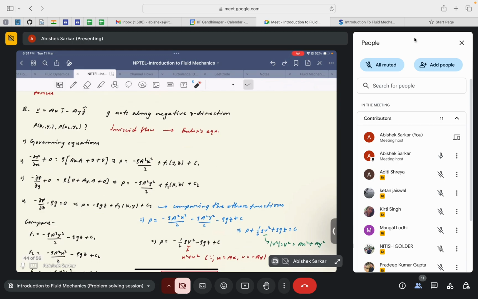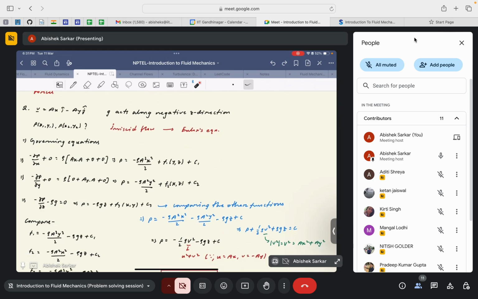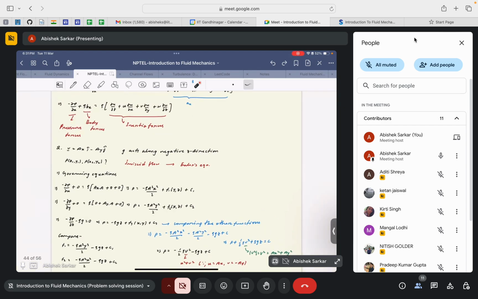Okay, so for the equation along the x direction, I have dou p by dou x plus 0 because there is no body force along the x direction. And I think I have to zoom out a bit so that I have this equation in mind. Okay, so I have these terms. So the flow is steady because the velocity field does not depend on time. So this term is absent. So you are left with these two terms.